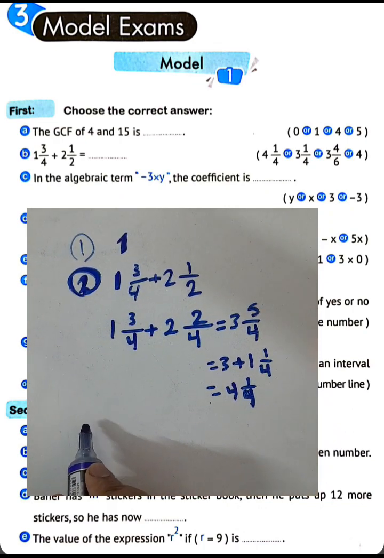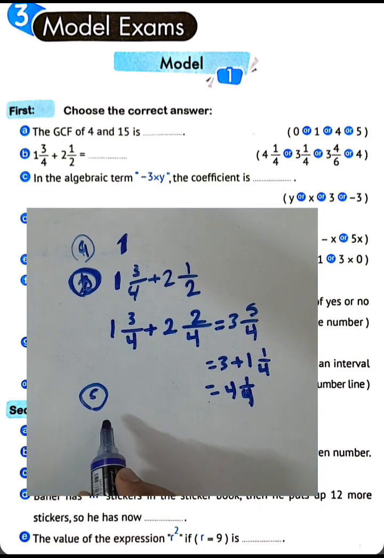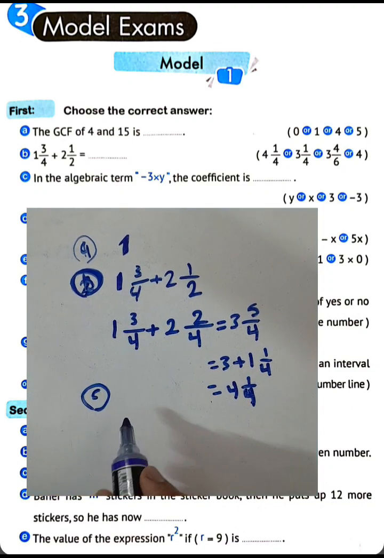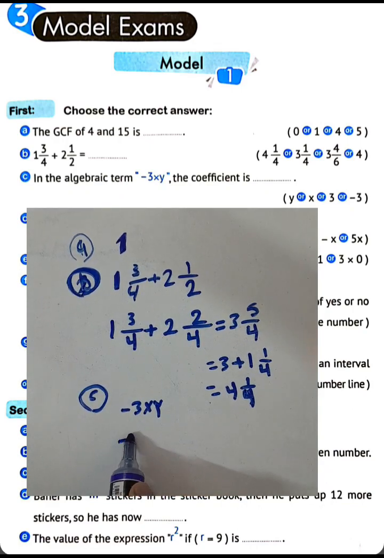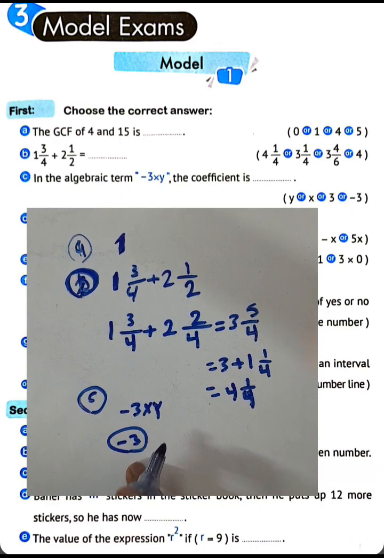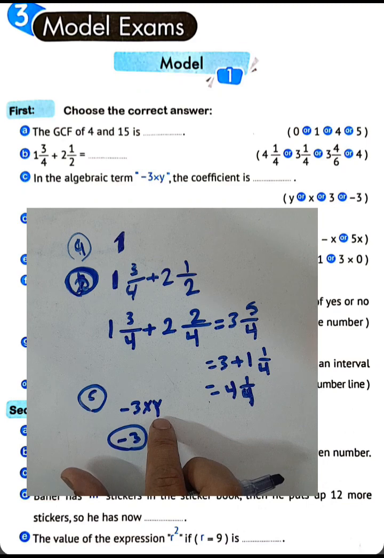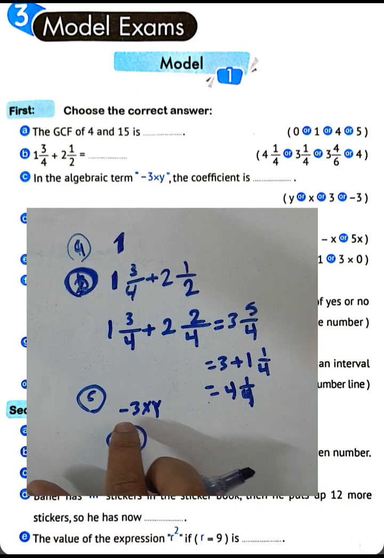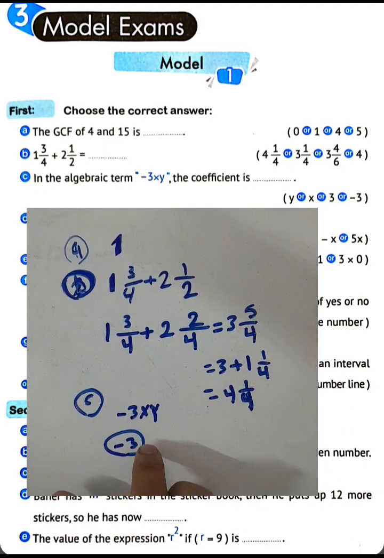Question was A, B, and question letter C. In the algebraic term negative 3xy, the coefficient will be negative 3. Negative 3, we call it the coefficient, the numerical factor. And x and y, we call them algebraic factors. It will be negative 3 as the coefficient, and algebraic factors x and y.